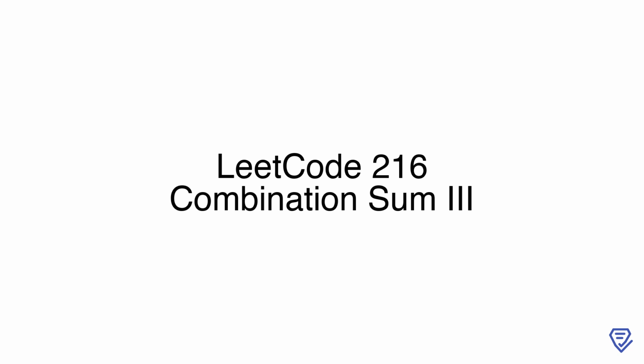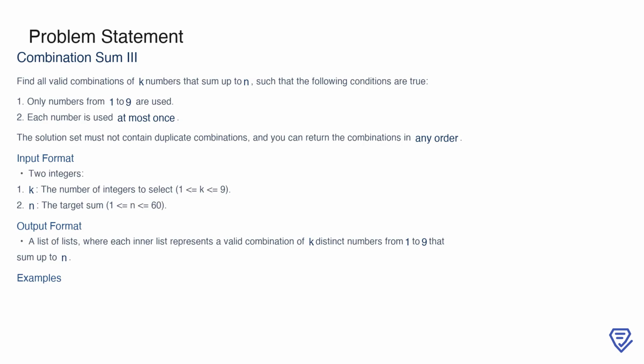Let's get started. In this problem, we are tasked with finding all valid combinations of k numbers that add up to a given target sum n. The numbers we can use are strictly limited to integers between 1 and 9, and each number can only be used once in a combination. Additionally, the solution set must be free of duplicate combinations, but the order in which the combinations are returned does not matter.